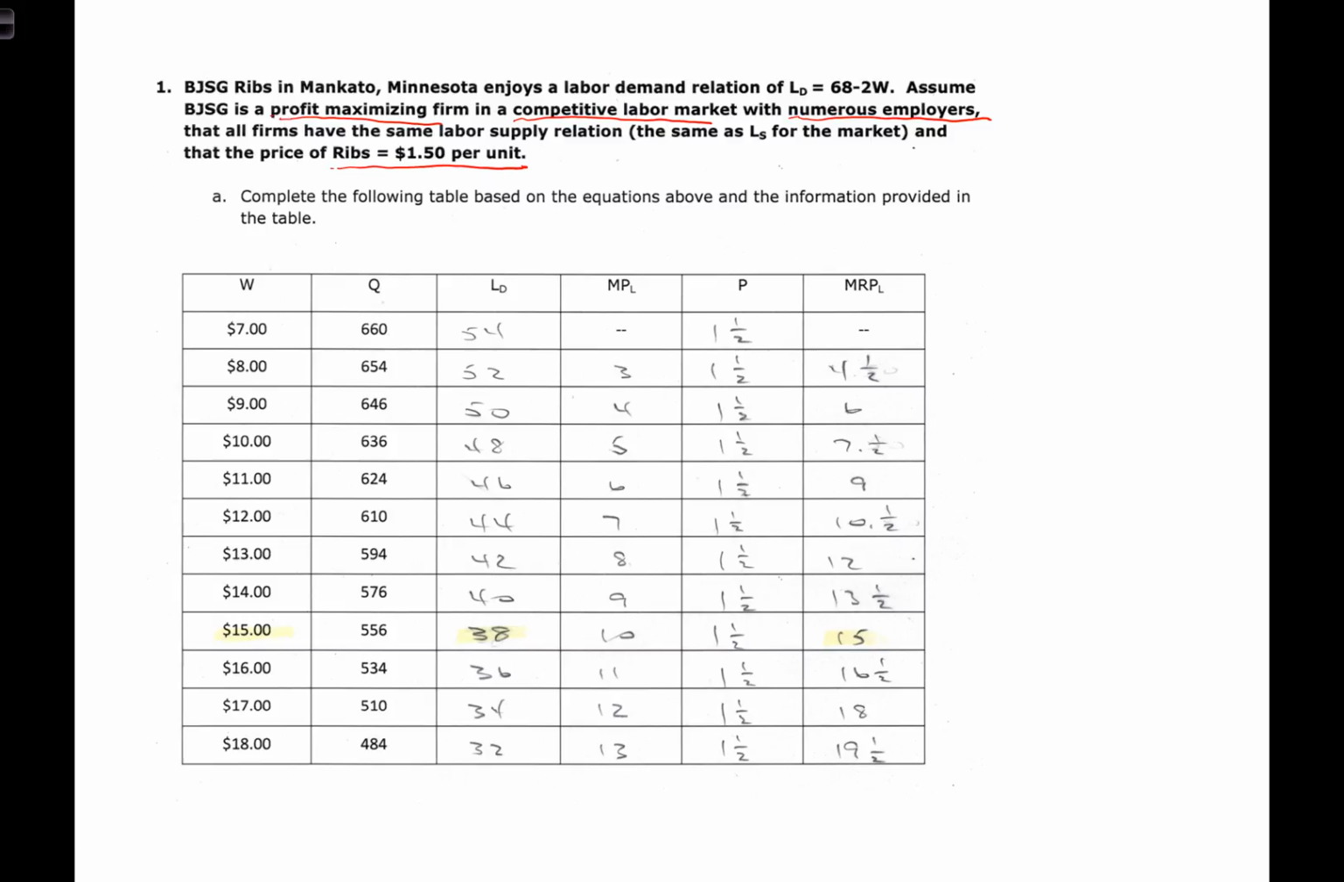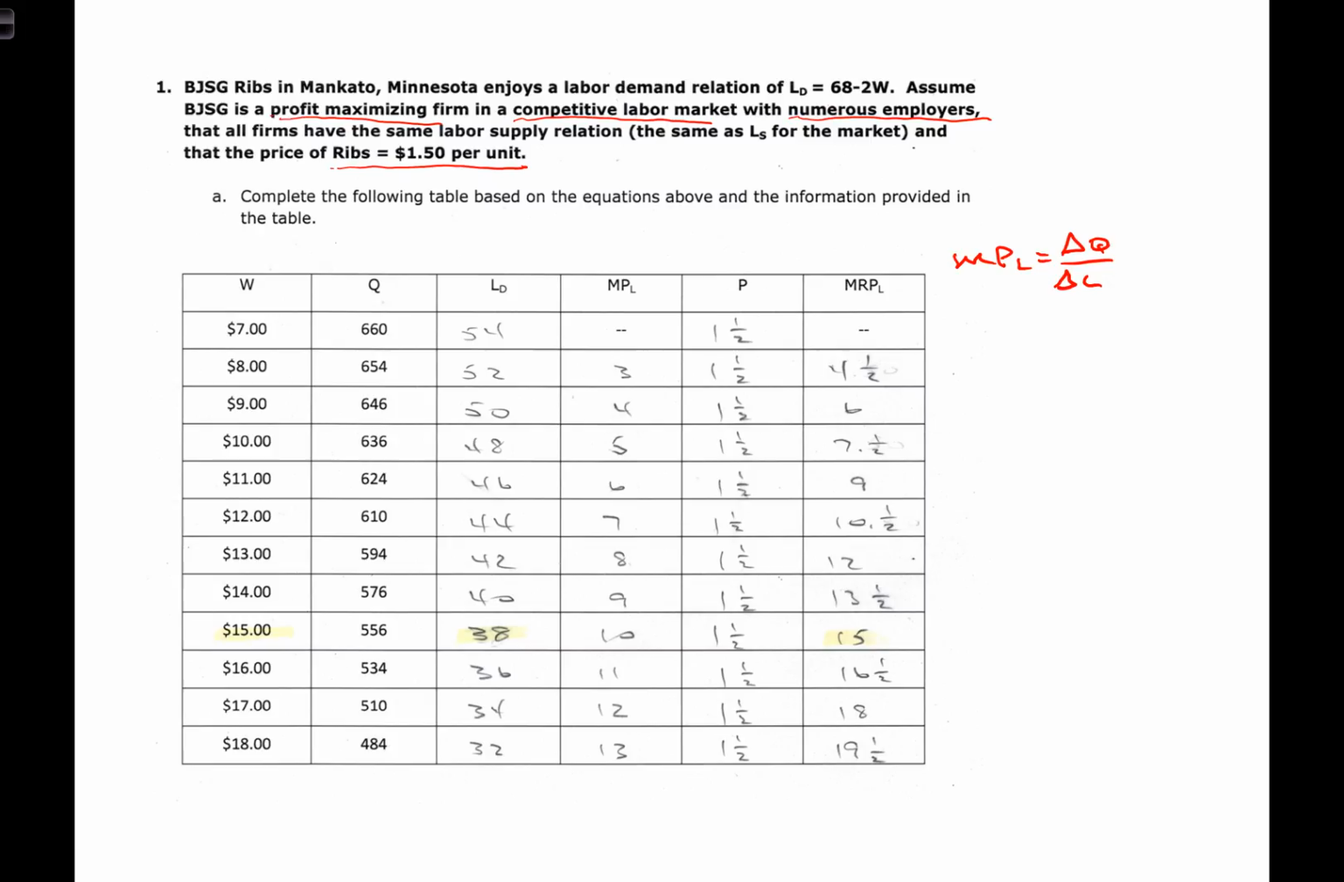To get to marginal product of labor, recall the marginal product of labor is change in Q divided by change in L. Q was given to you, and so we now know that if 7 was the wage, 54 was the labor, Q is 660, and then when 8 is the wage, 52 is the labor, Q is 654. So 660 to 654 is a change of 6 divided by a change of 2, marginal product of labor is 3. And of course that's how we work this all the way down.